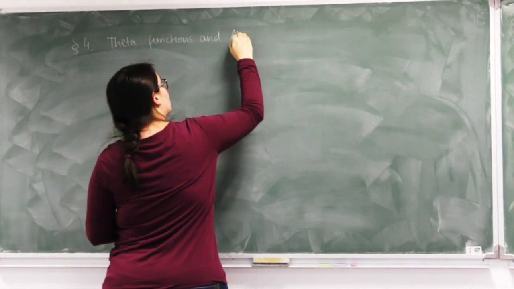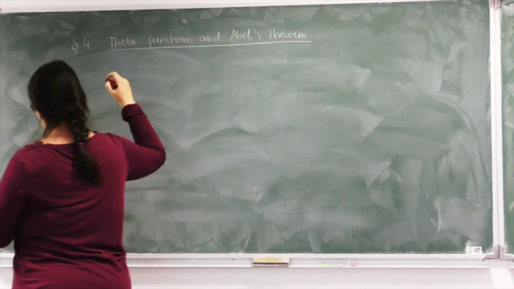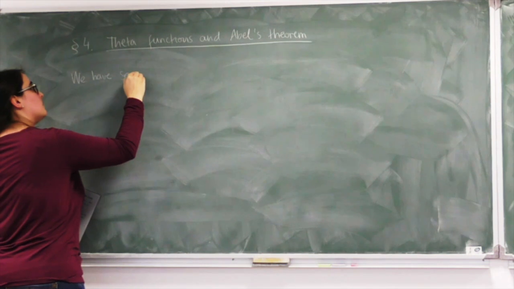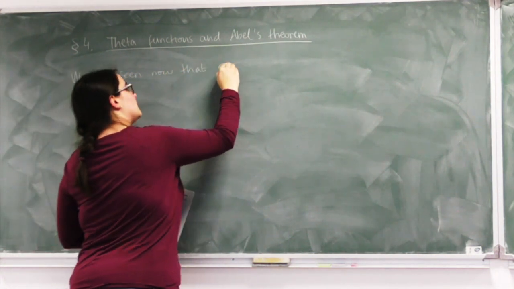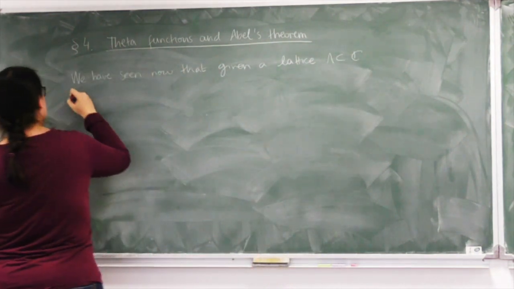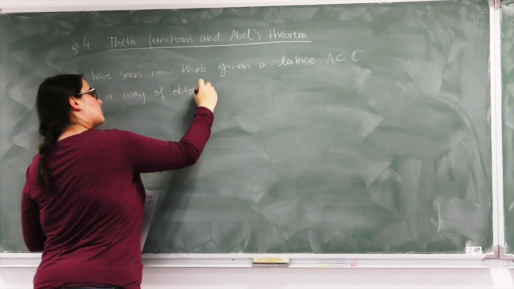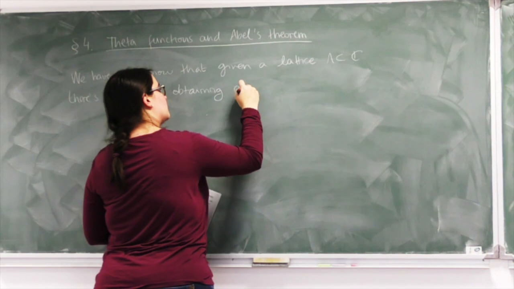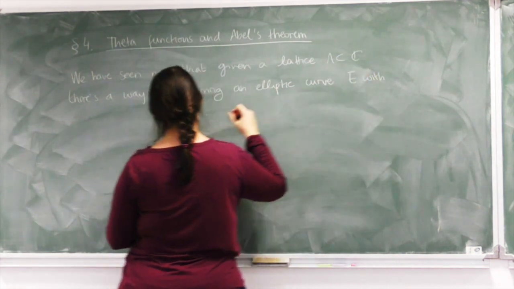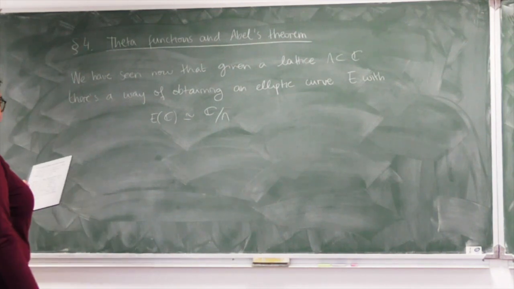and Abel's theorem. So we have seen now that given a lattice lambda in the complex numbers, there's a way of obtaining an elliptic curve E over the complex numbers being isomorphic to the complex torus defined by lambda.